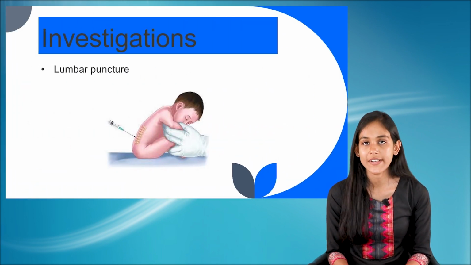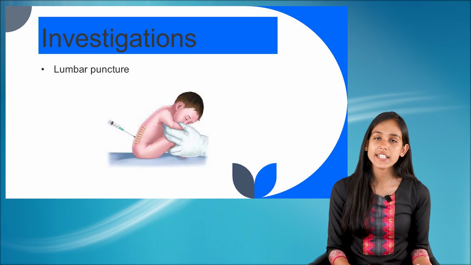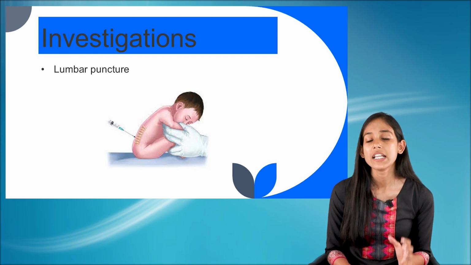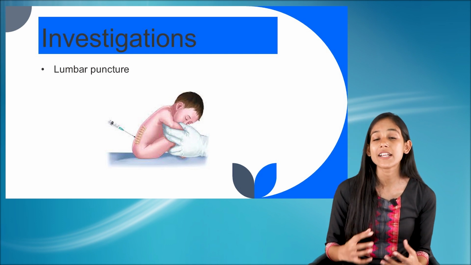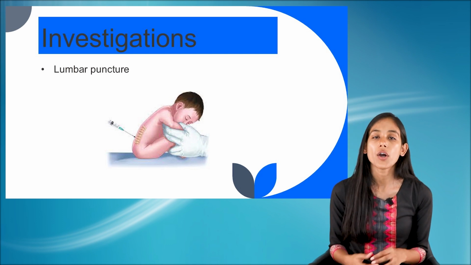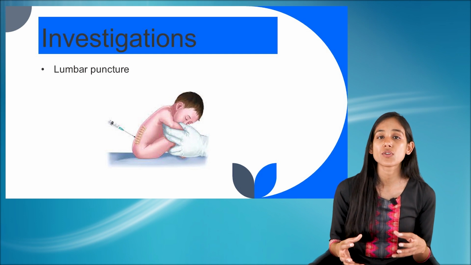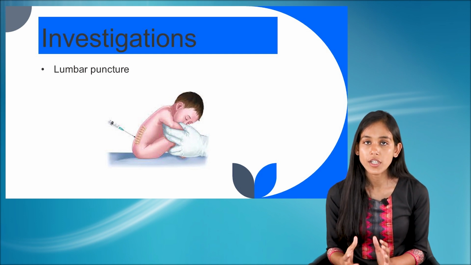Next, moving on to the investigations. So in investigations, the first thing that we can do would be lumbar puncture. Through lumbar puncture, we can find out if there is elevation of CSF protein, or if the cell content of CSF is normal or not.